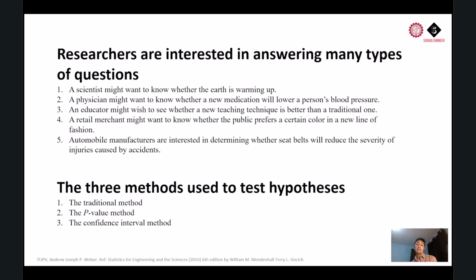But the idea is still the same with one and two. So for the confidence interval, if the test value is within the range, you cannot reject the null hypothesis. If outside the range, then you can reject the hypothesis. It's the same idea with method one and method two. Okay.